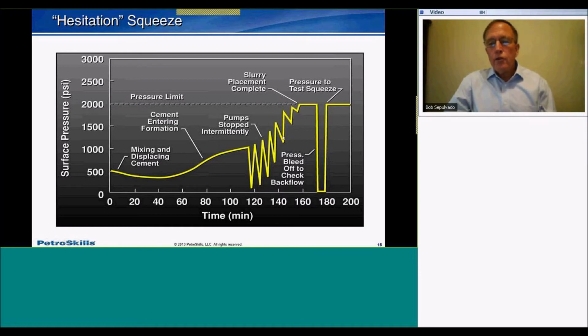So we want to allow enough time to do that operation. And squeeze pressure in the perforation should not be confused with thickening time, because we can obtain a successful squeeze at the perforated interval and still have enough working time to be able to release the packer and reverse out excess cement. But we never want to exceed the working time of the cement. And we'll talk more about this working time on a couple slides ahead. So that's a hesitation squeeze.